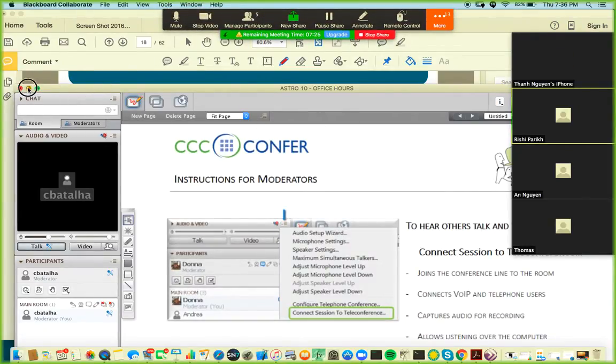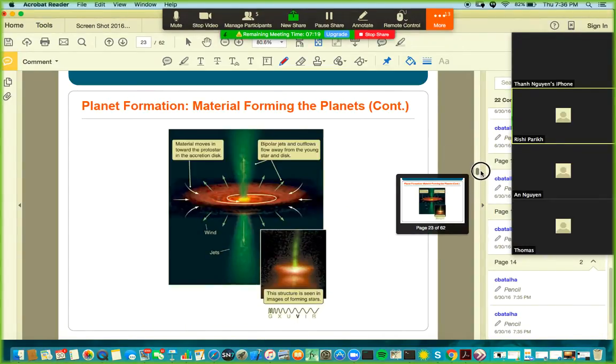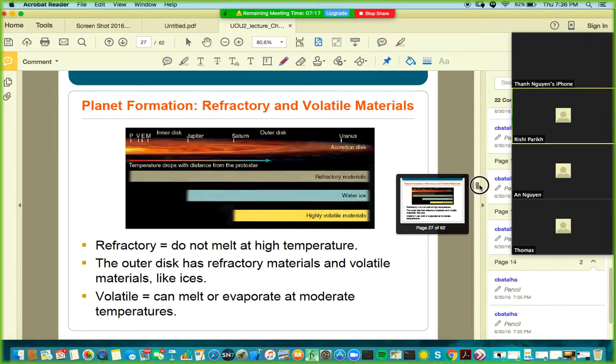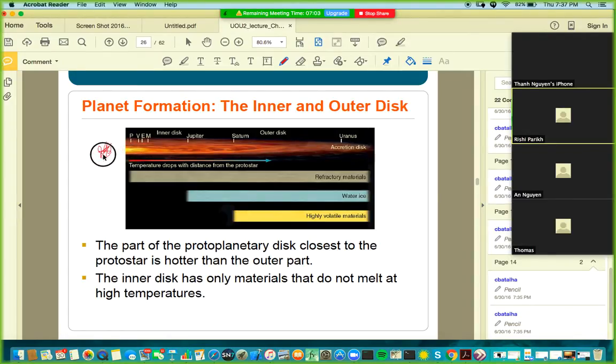Okay, so let me go back to here. Now, this picture here indicates what I was mentioning before. So you have a central star formed somewhere here, and this is the circumstellar disk going around the inner part of the disk, and where Jupiter, Saturn, and Uranus would be located.